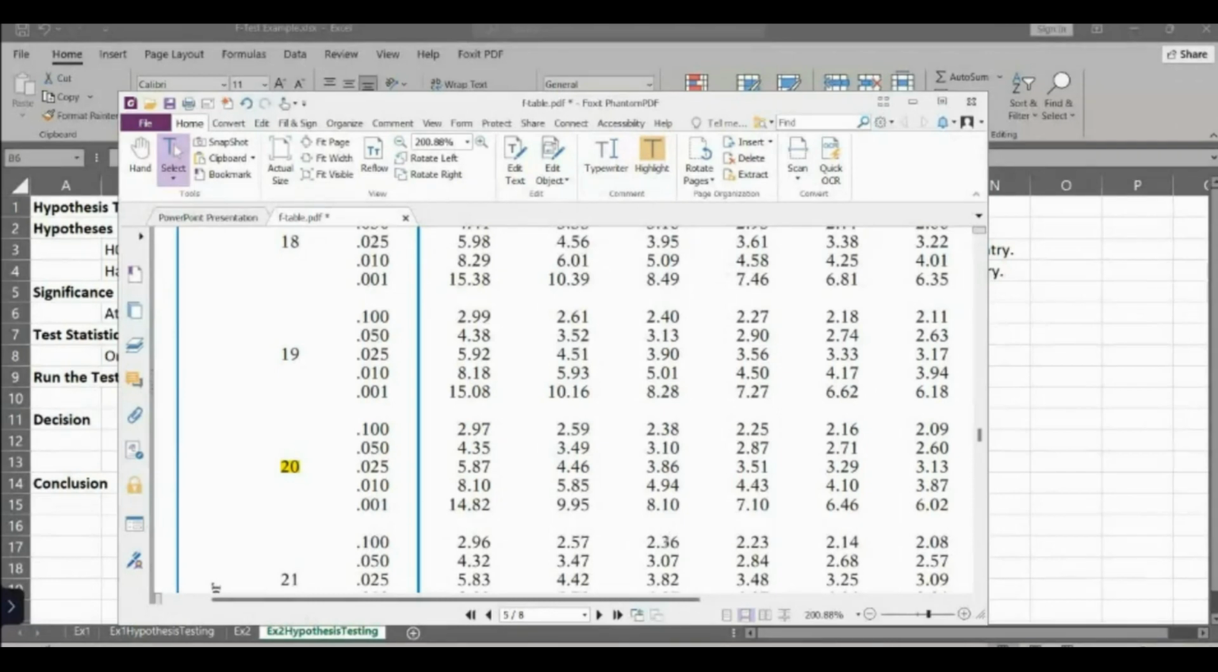Okay, and then 5%, 5% alpha level of significance. We have degrees of freedom 1, 2, 3, and then 4. So this would be our critical value, 2.87. Any question?